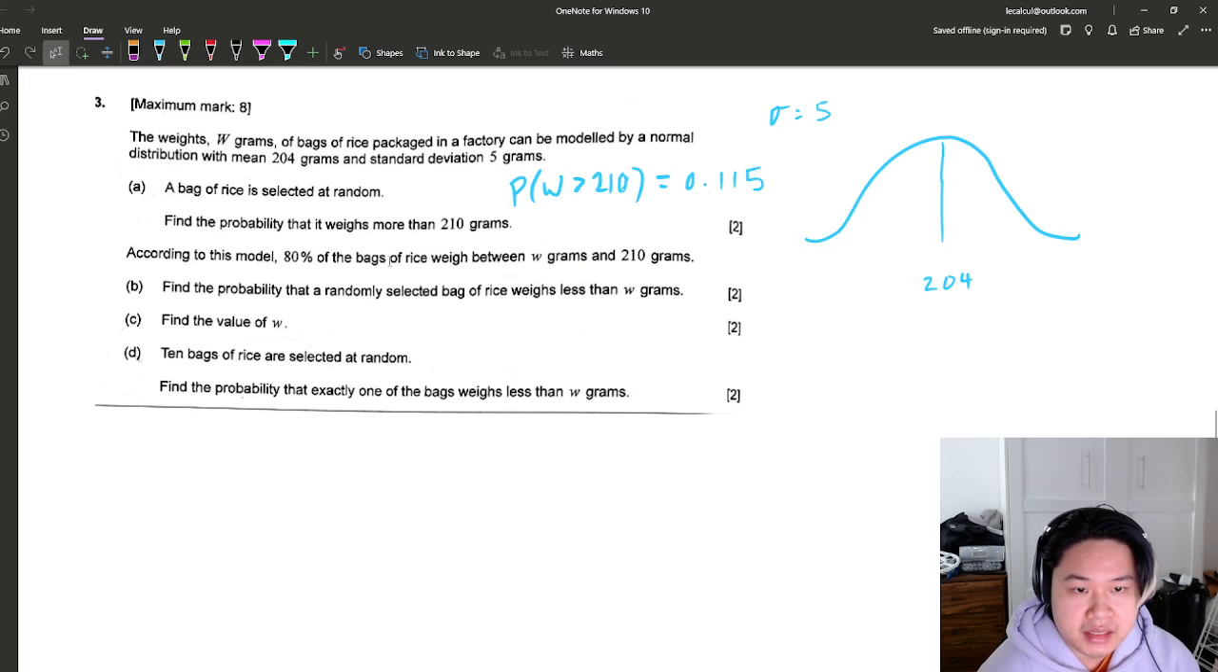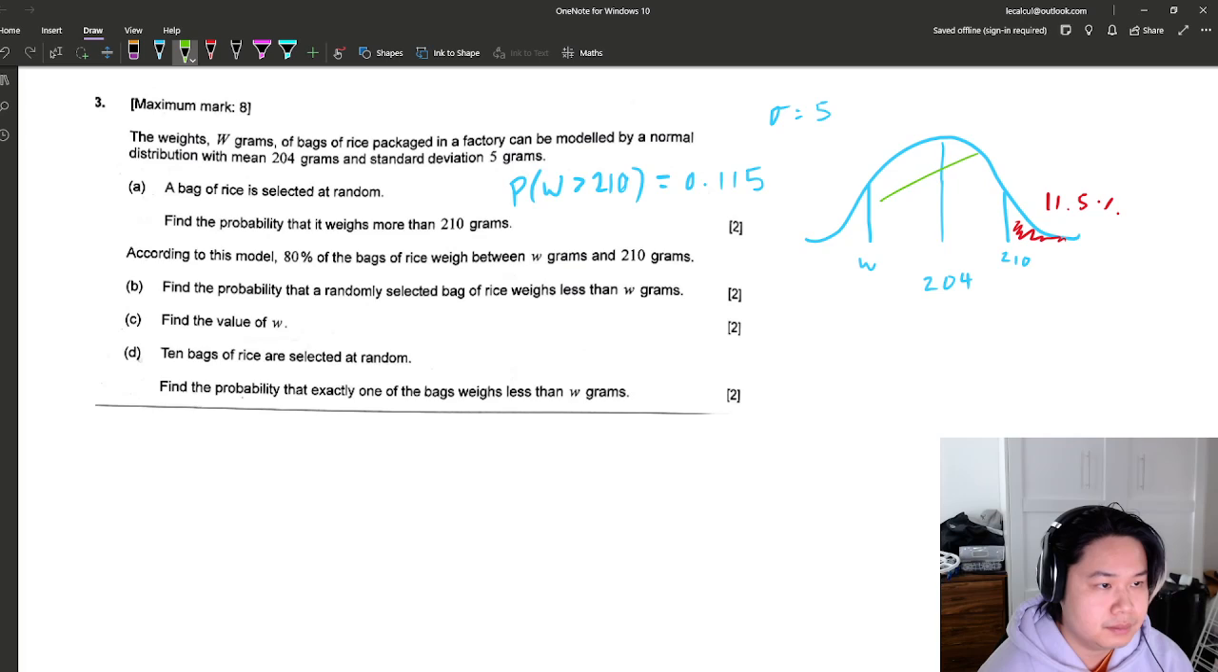Okay, and then 80% of the bags weigh between W and 210 grams. Find the probability that a randomly selected bag of rice weighs less than W grams. Okay, so we're just gonna sketch out this information. So 210, I know from part A that this right here is 11.5%, and then it's saying that between W and 210, so I'm just gonna draw W over here somewhere. They're saying that this is 80.